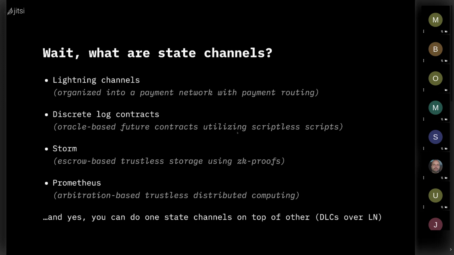And the interesting property of state channels is that you can compose and put one type of state channels on top of another type of state channels. For instance, you can put discrete block contracts over Lightning Network, and you can basically build layers of state channels on top of each other. So that is what state channels are.